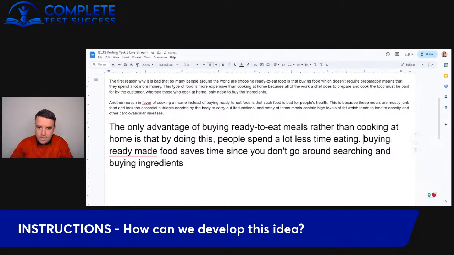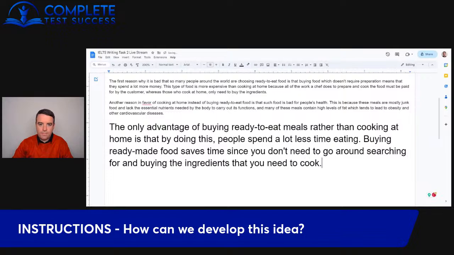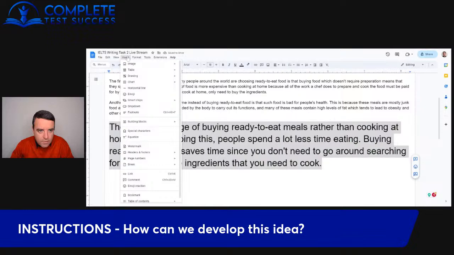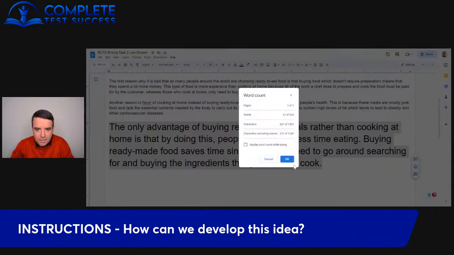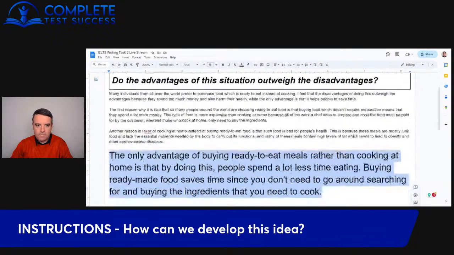Okay, so buying ready-made food saves time since you don't need to go around searching for and buying the ingredients that you need to cook. Okay, so that makes sense. Now, how many words is that? 47. Okay, so we need about another 20 words to finish that paragraph. So we're not finished yet.